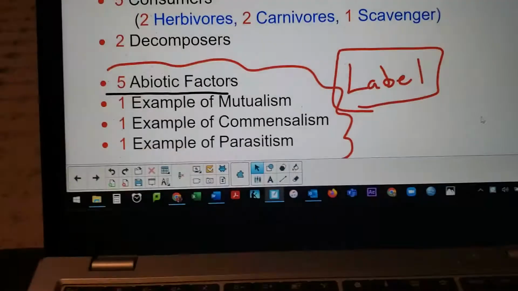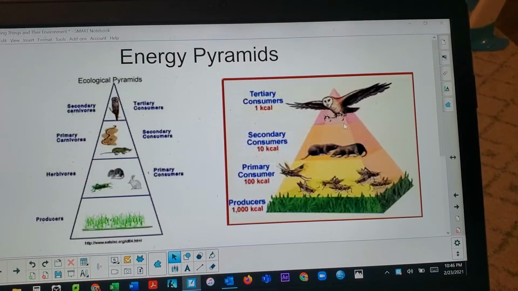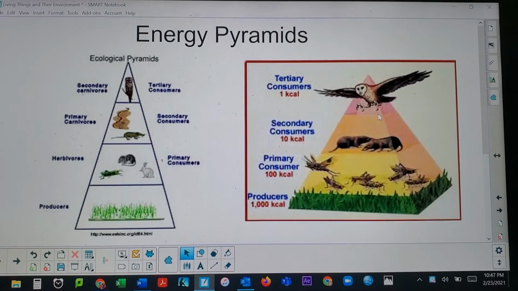Energy pyramids. Okay, cool. I'm going to switch, and we're going to take a look at my screen again. Energy pyramids. So take a look at this energy pyramid. There are a couple things I need you to know about it, okay?